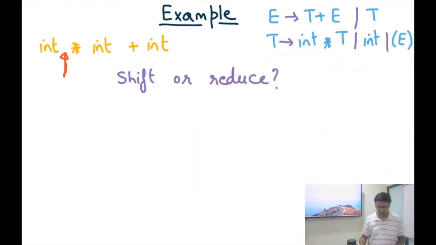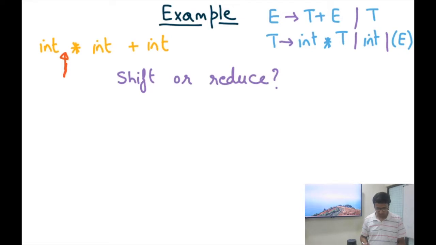So let's look at an example. Let's use our running example of a grammar, the grammar of expressions. E produces T plus E or T, and T produces int star T or int or parenthesized E. And let's consider this input string int star int plus int. Now let's assume that the cursor is placed right after the first int.